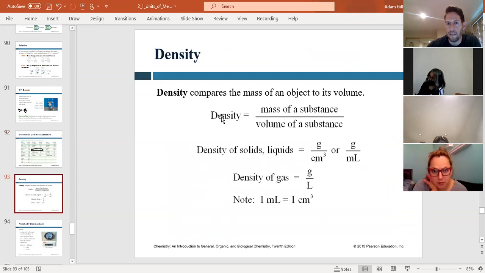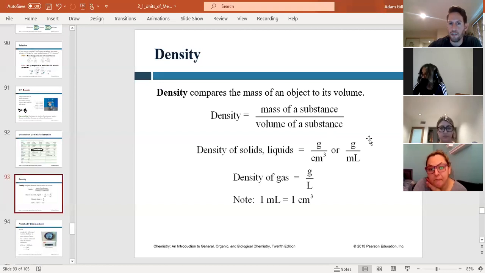Once again, density is the mass of a substance divided by the volume of the substance. How much it weighs divided by how much space it takes up. It's usually given in grams per milliliter. Sometimes, for gases, it's given in grams per liter. It just depends, but it's always a mass divided by a volume.